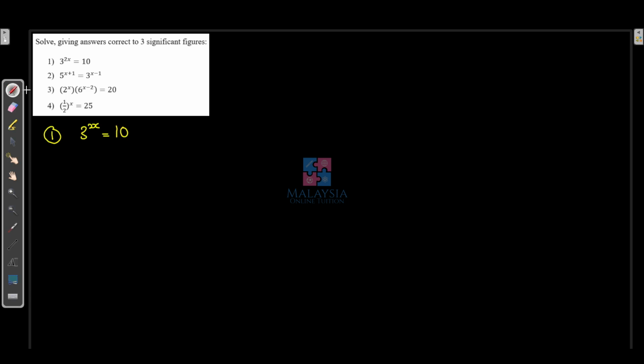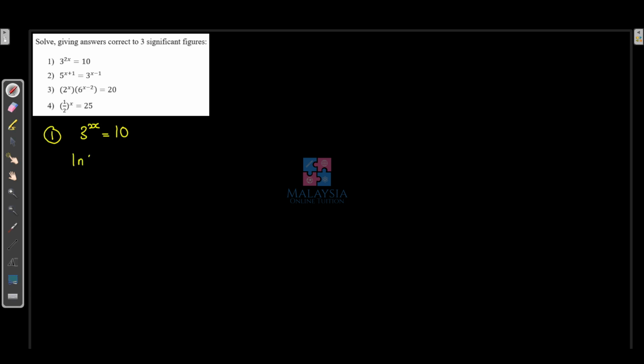The moment you see this kind of question, you are going to log both sides. For the logarithm, which base you want to use is up to you. Whether you want to use base 10 or base e, which we call ln. For those of you who already learned pure maths 2 content, meaning the logarithmic exponential including the natural log, or who are going to have your pure maths 3 exam, straight away we are going to be using ln.